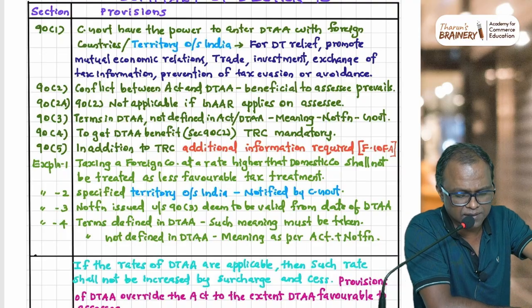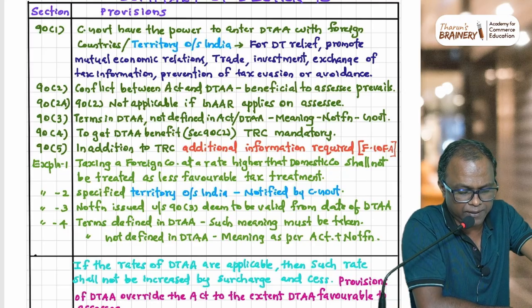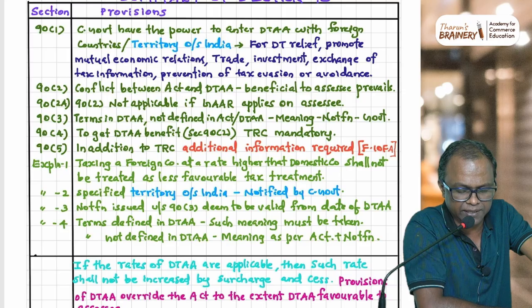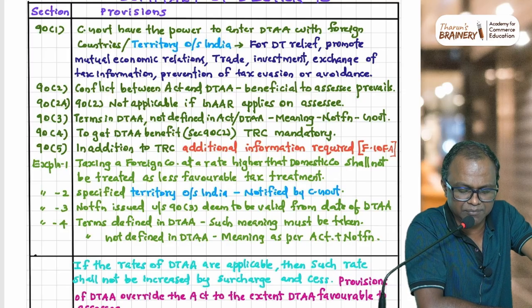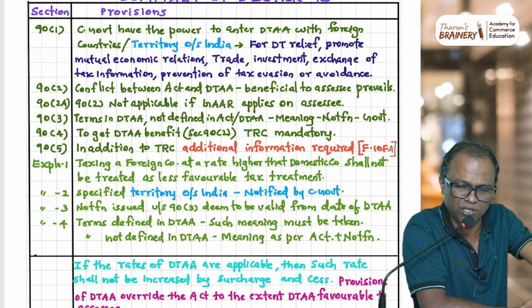So that's the impact. Notification issued under section 93 is deemed to be valid from the date of DTA. Terms defined in DTA, you must take the meaning as per DTA. Not defined in DTA, then meaning as per Act plus notification. If a notification is given, take the notification meaning.